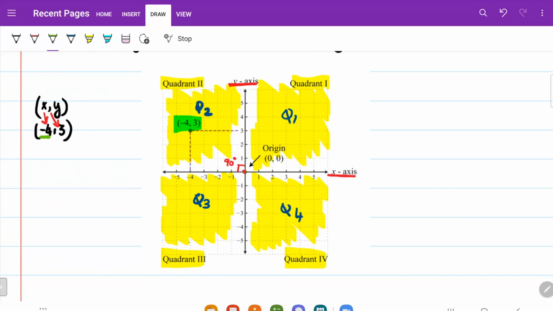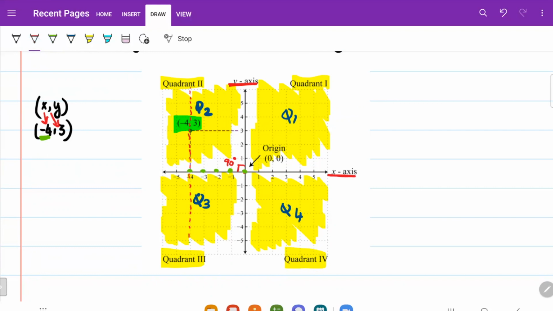We first go to x. Now we know that our x is -4. So this is x equals 0. This is x equals -1. This is -2, -3. And here we have -4. Let us draw a vertical line that goes through -4.